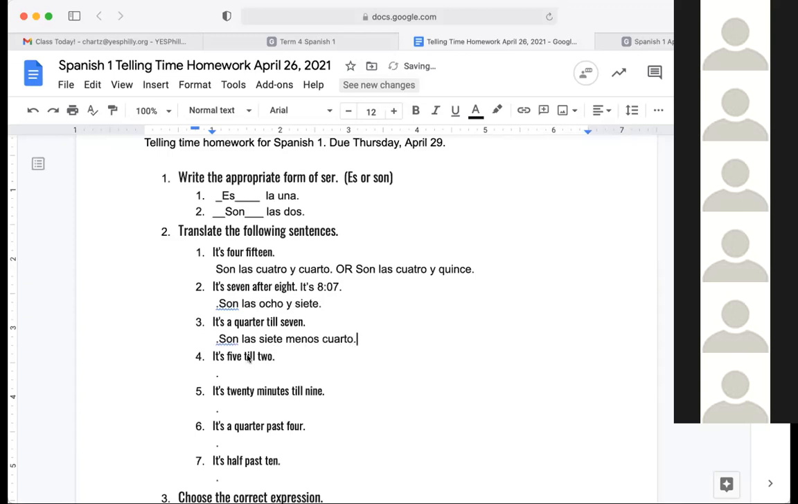Yep, that's correct. So it's 5 until 2 o'clock. It's 5 minutes until 2 o'clock. How would we do that? You could put son las 2 menos 5. Yeah, you could. I don't know if everybody else learned that, but I would put it's 5 minutes till 2. So you could put es la una y 50. No, it would be it's 1 and 55. Or you could put son las dos menos cinco. So it's 2 o'clock minus 5 minutes.